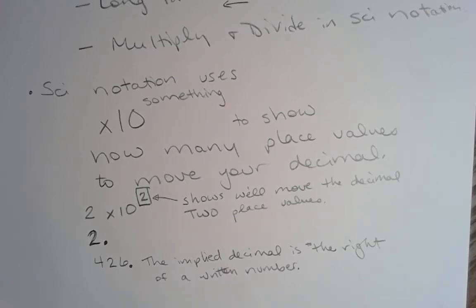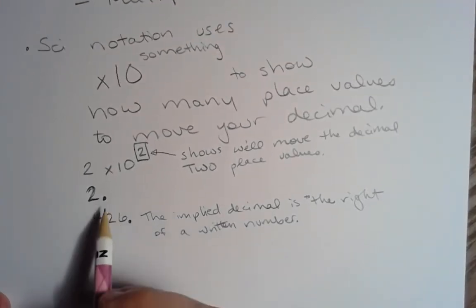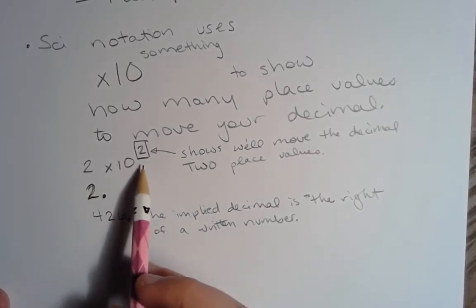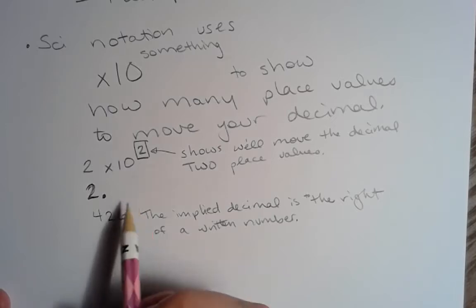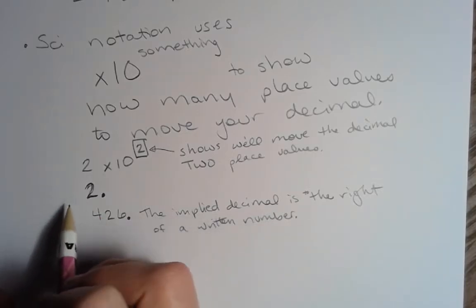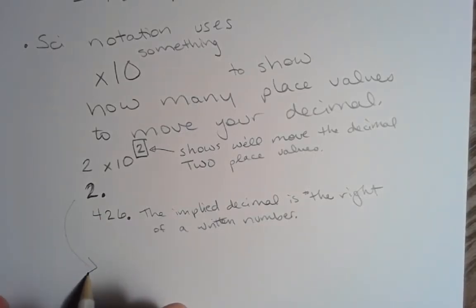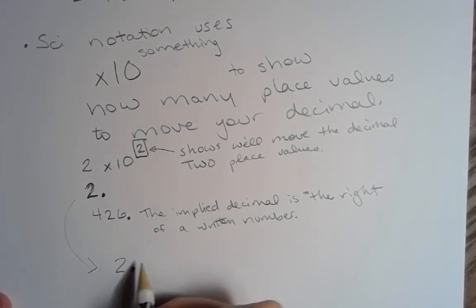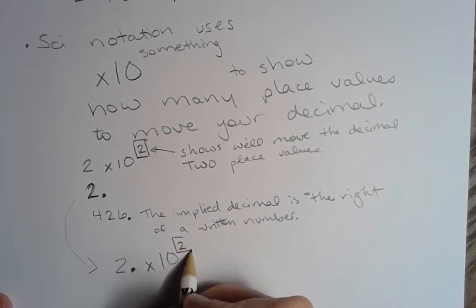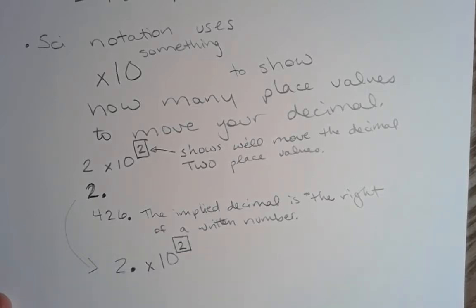Okay, but back to our original example. We were looking at 2 times 10 to the 2. This exponent shows that we'll move the decimal 2 place values. Here's where I got into where is the decimal, even though it's implied. We're just going to come around here. So we start with our decimal here, and we say it's times 10 to the 2. So we're going to move our decimal 2 times, 2 place values.